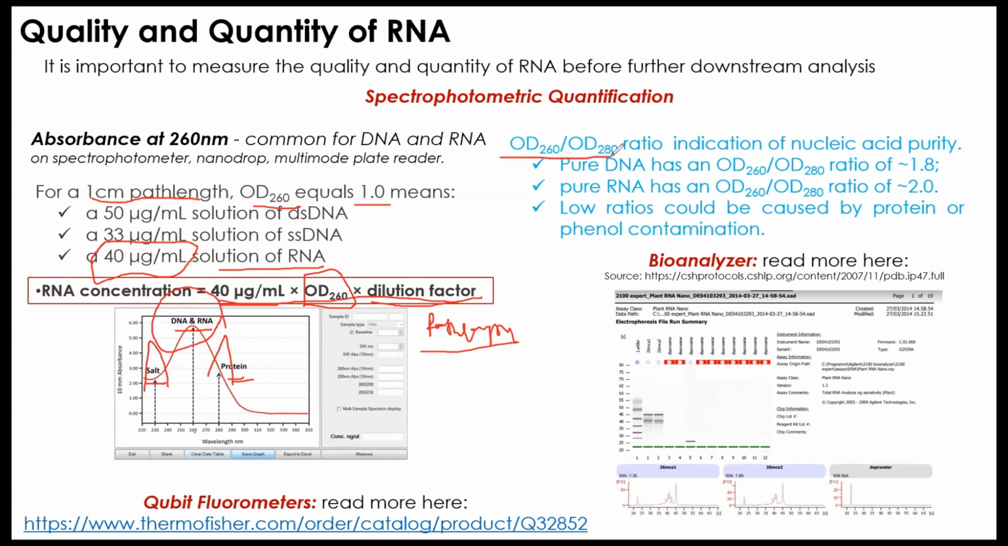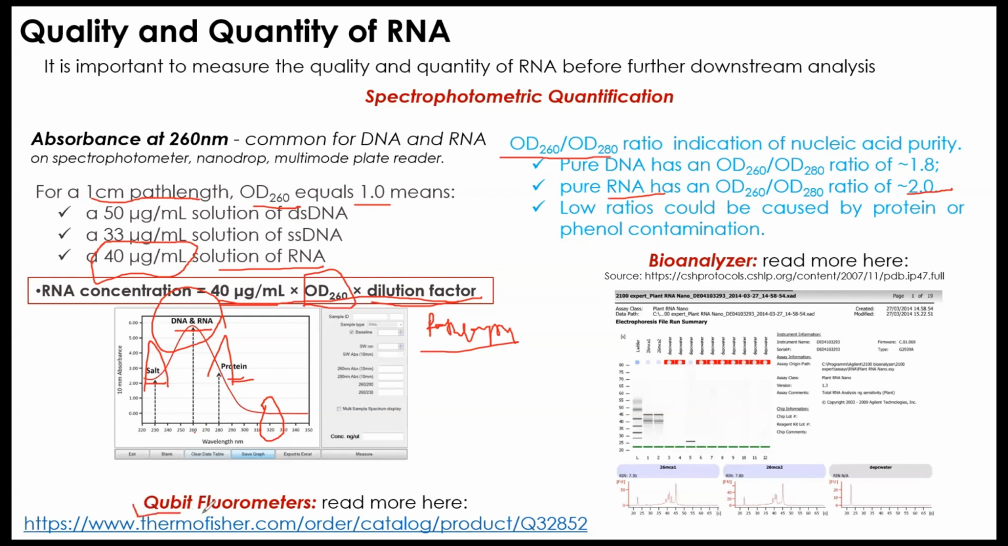OD at 260 by 280. For pure RNA, the value should be around 2. However, between 1.8 and 2.1 is considered a good value for OD 260 by 280 for RNA. Sometimes researchers also take the reading at 320 and at 230, such as 260 by 230, and so on. Those values should also be around 2, so that you can say your RNA is pure, right? This is the traditional method.